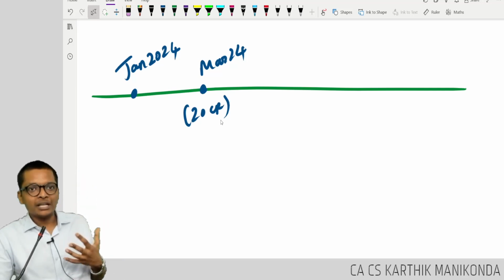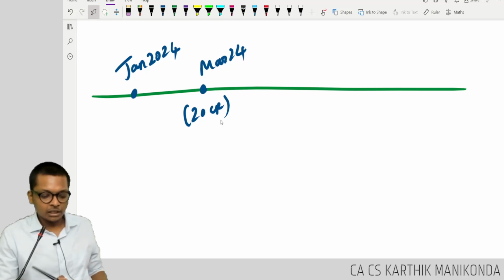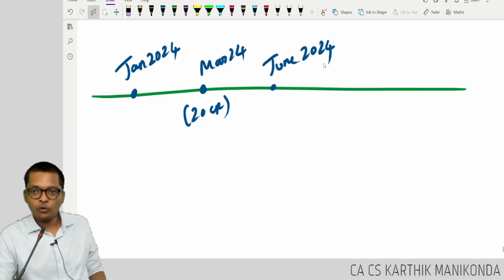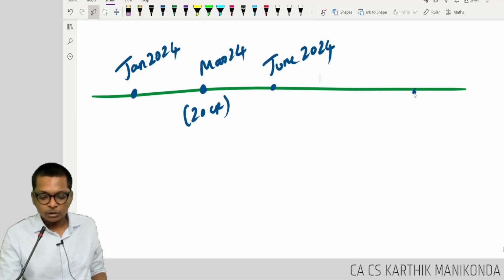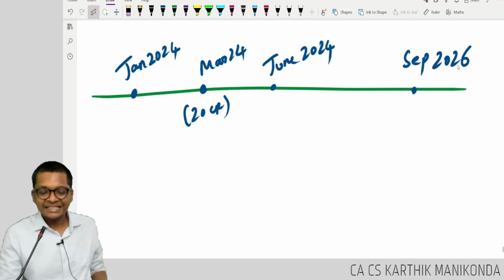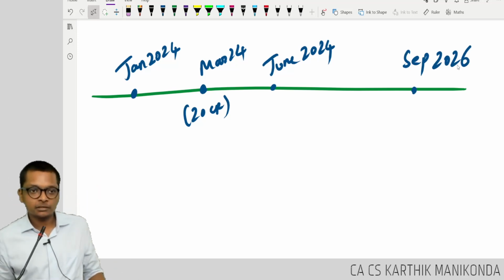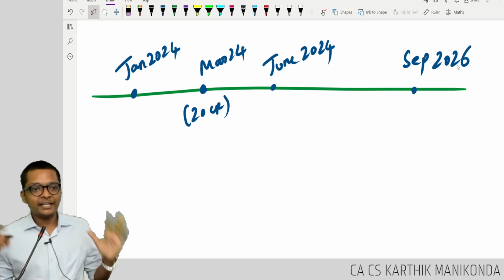The actual construction work started in, let's say, June 2024, and the construction was completed by September 2026. Two years and a few months. Are you following, guys? Getting the rough timeline?